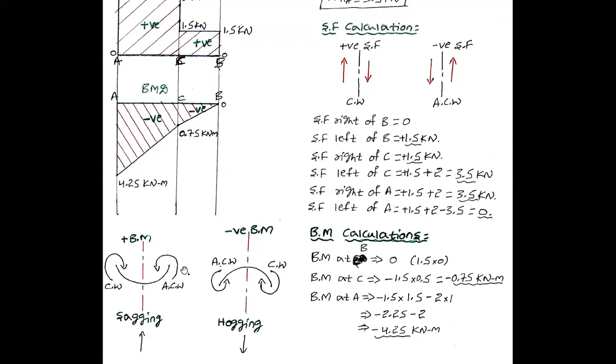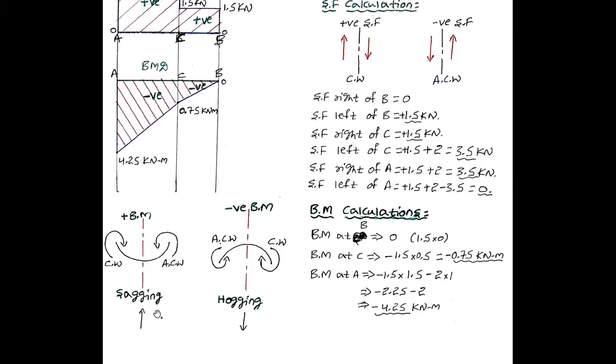On the right side, it should be acting anti-clockwise. On the left side, it should be acting clockwise. Then you have to take positive bending moment. For negative bending moment, exactly opposite of this. If this is anti-clockwise, this means it will be clockwise. Here it is clockwise, then it will be anti-clockwise. This is the standard method of remembering. I will tell you the layman method.